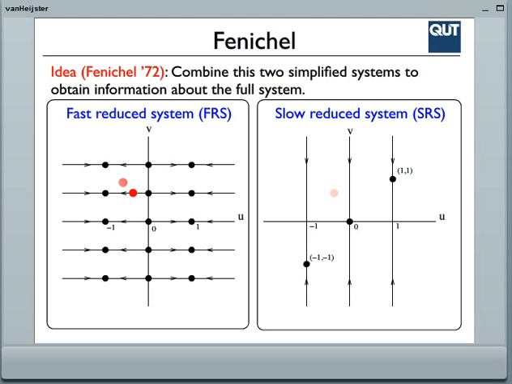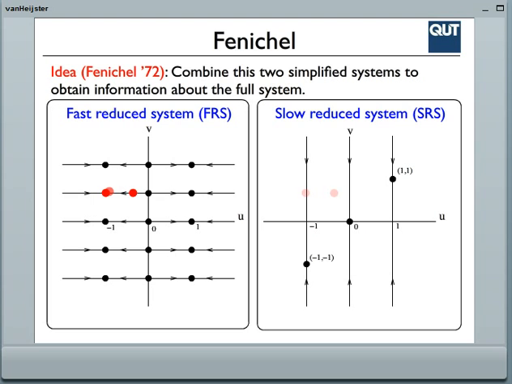Let's say you take the initial condition over here, which is not on the constraints, right? So we don't know what happens with the slow reduced system, but the fast reduced system is defined. So let's say the fast dynamics becomes like a block, and our system just moves to this fixed point.